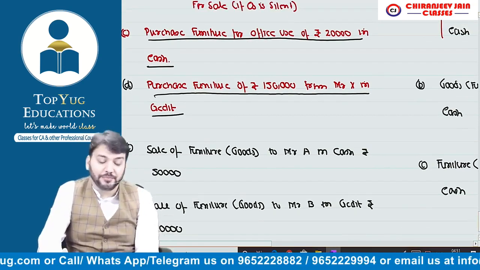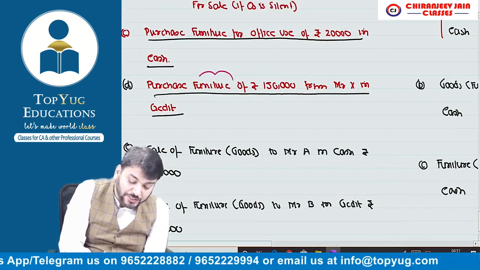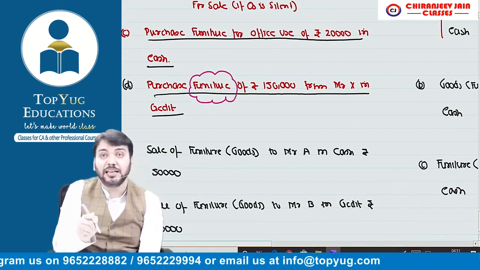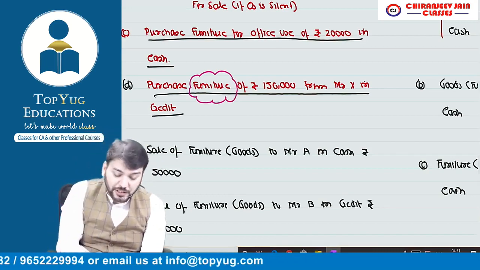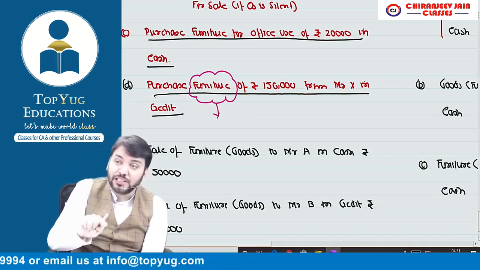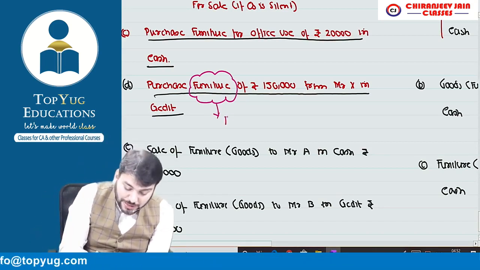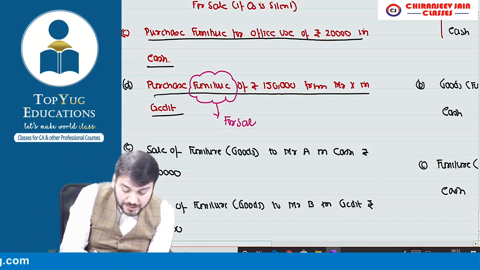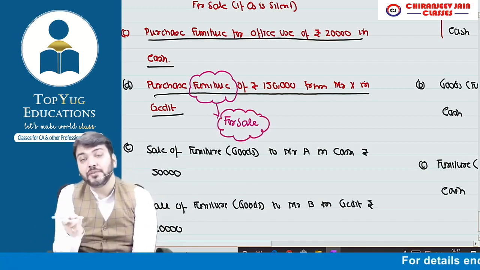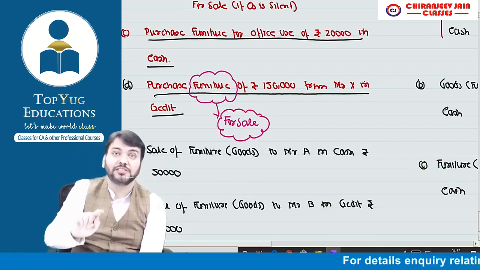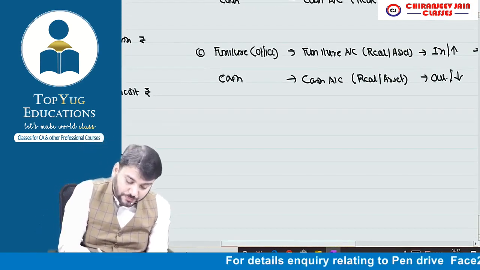If nothing is given, can I say the furniture dealer will purchase furniture for sale only? It is understood because Ram and Company is a furniture dealer. If nothing is given, the furniture dealer will purchase furniture for sale only. So if the question is silent, the furniture dealer will purchase furniture for sale only. Correct? Understood? So purchase furniture means goods.